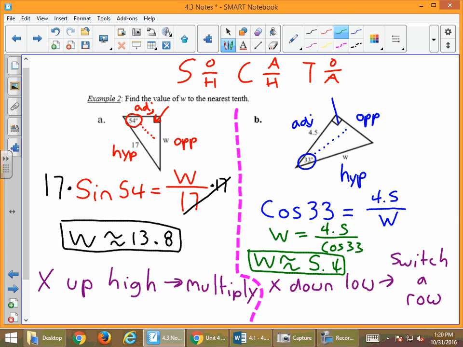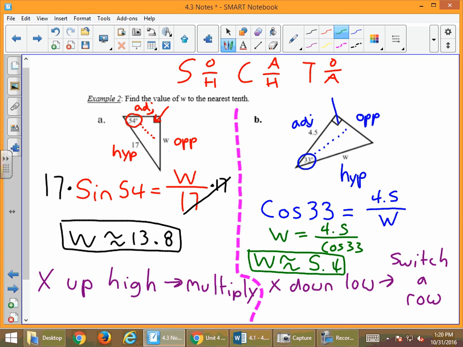Okay, if you did not get that, ask now, especially if you're one that borrows our calculator. Everyone good? Because it's 4.36 rounded. Alright, so again, X up high, multiply. X down low, switch a row. Just switch those two, nice and easy. Questions on those two ways of solving? It doesn't matter which trick you use.